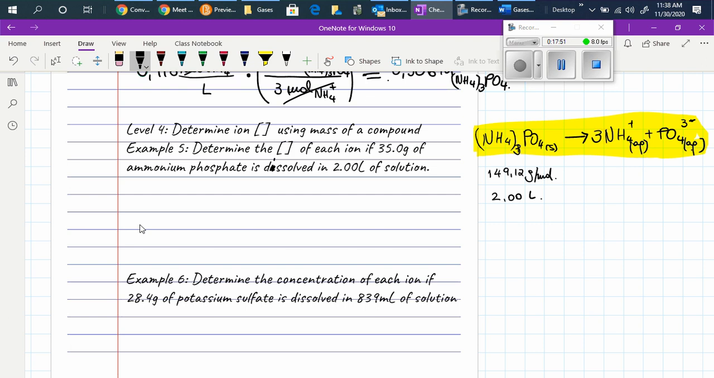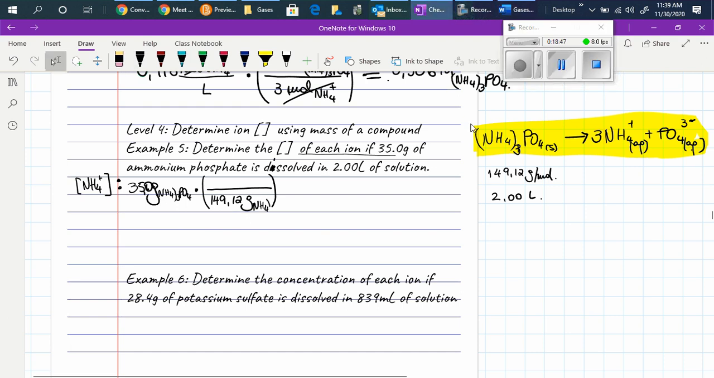Okay, let's start with finding the molar concentration. We are looking for the concentration of each ion. So we'll start with NH4 first, the concentration of NH4 ion. It doesn't matter what it is, we always start with what is given. So we have 35 grams of ammonium phosphate, NH4 3PO4, times, using the molar mass, we will find the number of moles. So 149.12 grams of ammonium phosphate, 1 mole.